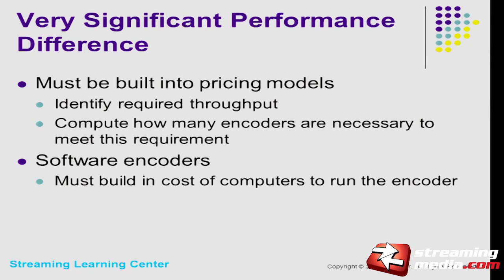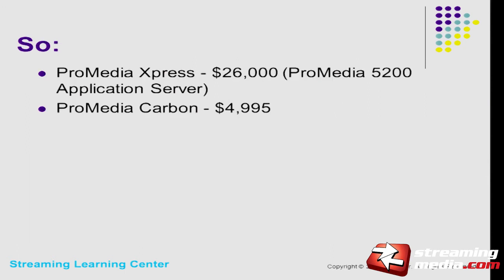And then I think you need to factor this in. We talked initially up front about what throughput you need. Throughput is tied to pricing, because ProMedia Express costs $26,000. It comes with the ProMedia 5200 application server. ProMedia Carbon is $5,000. So which is more expensive?